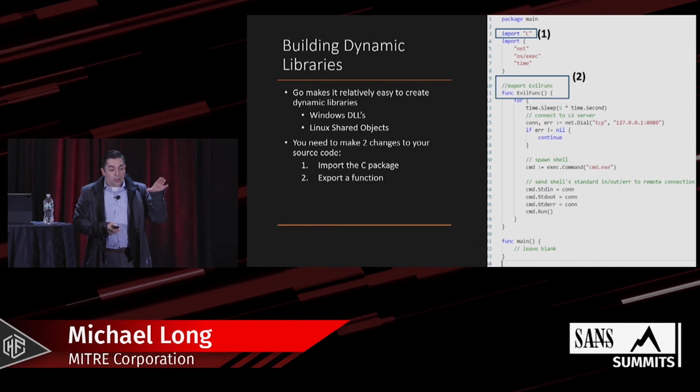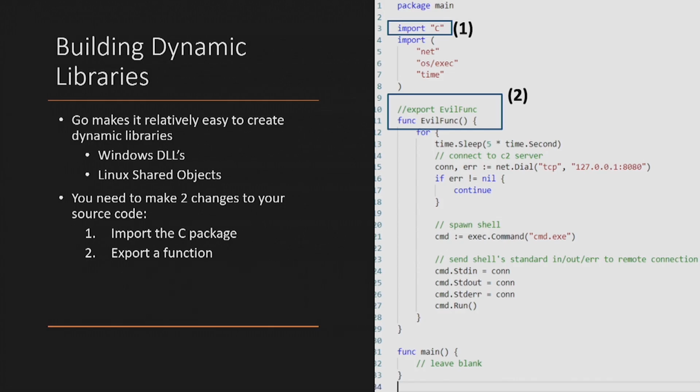So with Go, it's fairly easy to build DLLs. Basically what you do is you import the C package. That gives you some native functionality to start dealing with C types. It's a little bit lower level, but not overtly difficult. Next, you have to export a function.